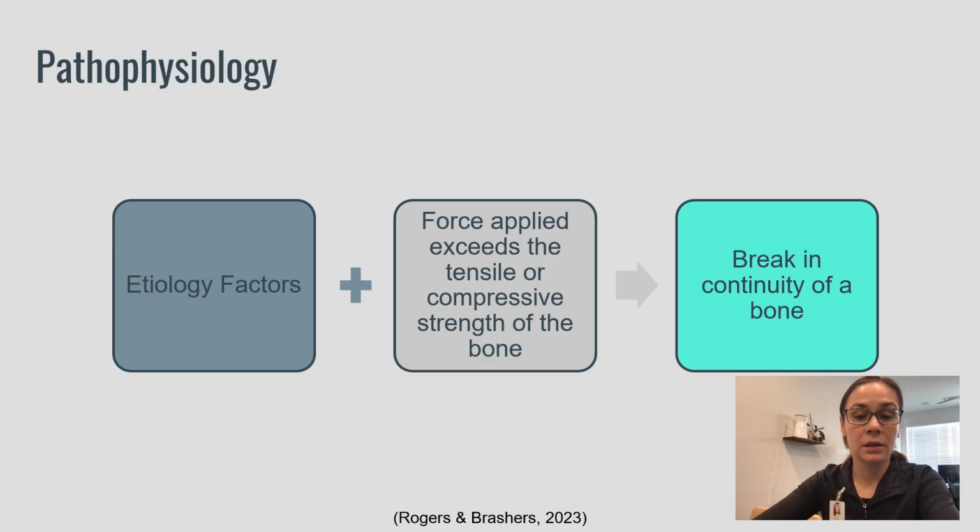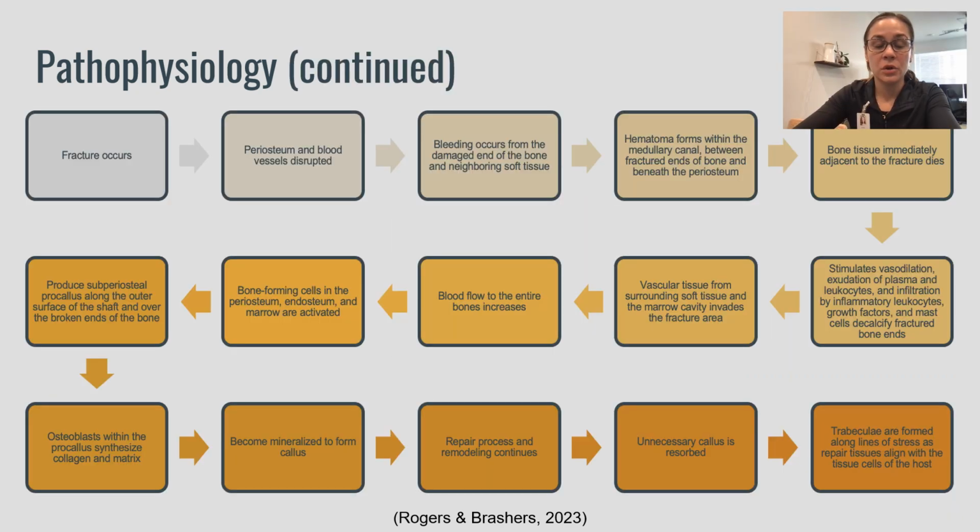For the pathophysiology of fractures, it involves the etiology factors, which will be discussed in the upcoming slides, plus a force applied that exceeds the tensile or compressive strength of the bone, and this results in a break in continuity of a bone. For additional pathophysiology of a fracture, when a fracture occurs, the periosteum and blood vessels are disrupted. Bleeding occurs from the damaged end of the bone and neighboring soft tissue. Then a hematoma forms within the medullary canal between fractured ends of bone and beneath the periosteum.